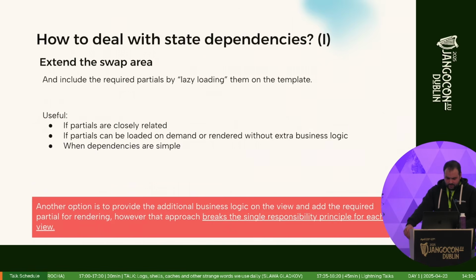The first and simplest one is to just extend the swap area, so we'll swap both the list and the form. This is useful if you have closely related partials, if you can easily deduce or calculate the context of the other partial, or you can load it on demand. You can also add the business logic of the list context into the edit view, but that breaks the single responsibility, so you want each partial to be fed by different endpoints, not giving more than one function to the same endpoint.